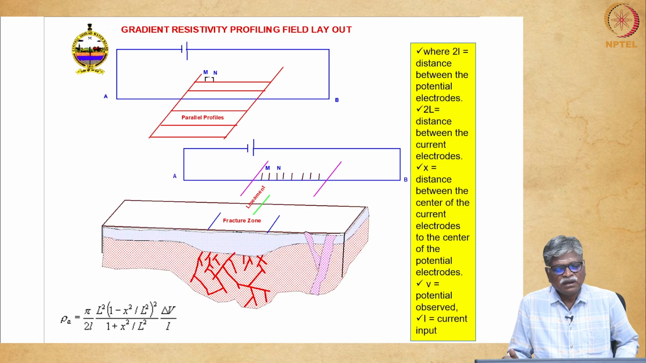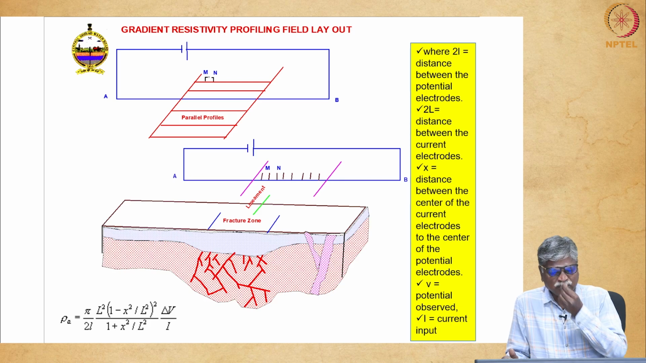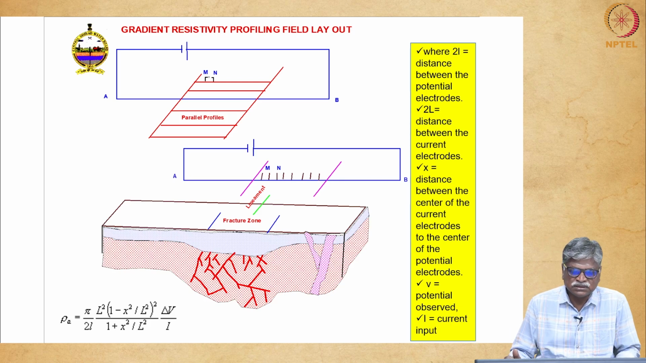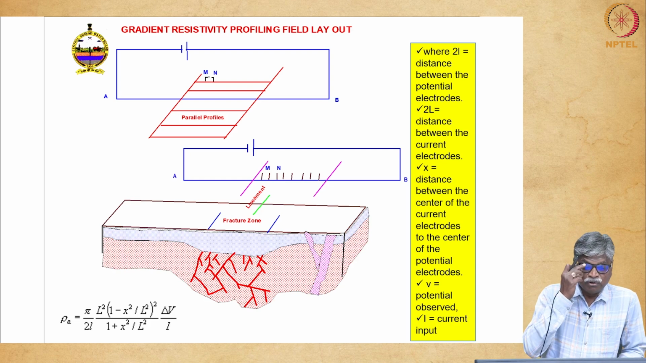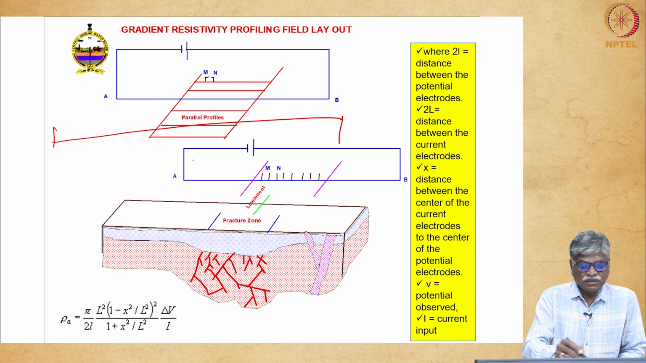This is the gradient resistivity profiling. Why are we doing the gradient resistivity profiling? If it is a bigger area, we don't know where we have to drill, where the potential zone is available. For that, first we have to trace the area where the fracture is, where the weaker zone is. For that, first we have to put electrodes. This is the A, this is the B.